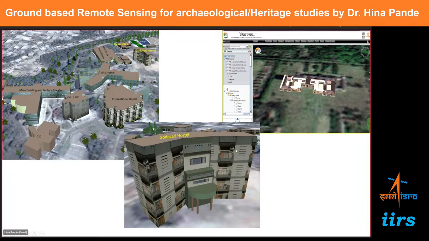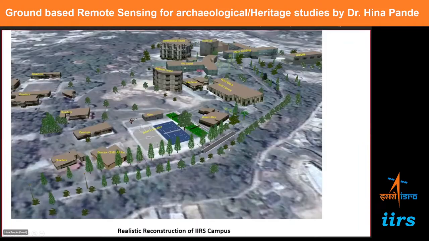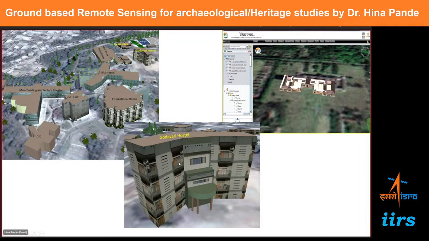So here are some zoomed views of the structures that were here. If you see, this is the Godavari hostel building here, and each small detail in 3 dimensions is visible. These models can also be put up on the web portals.